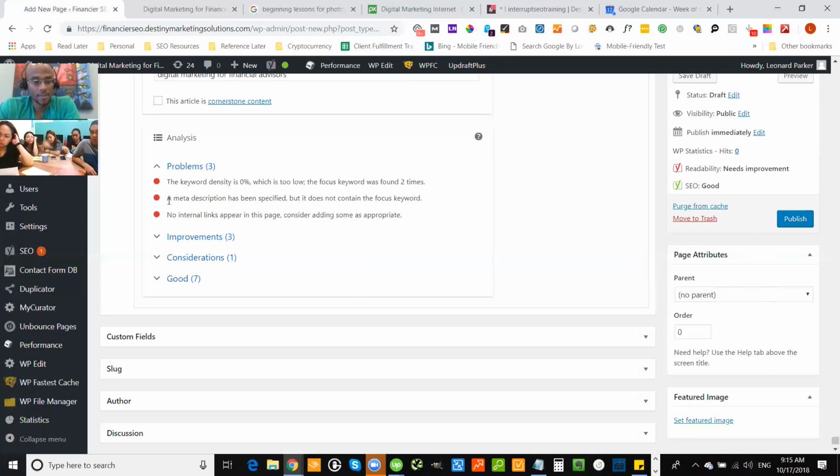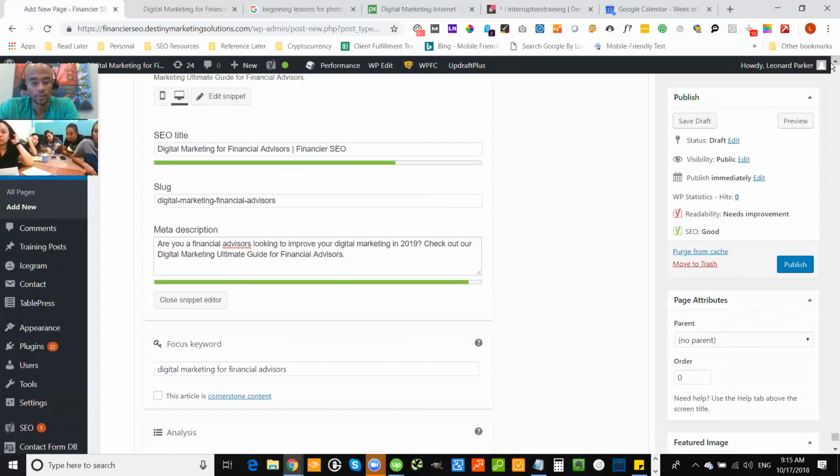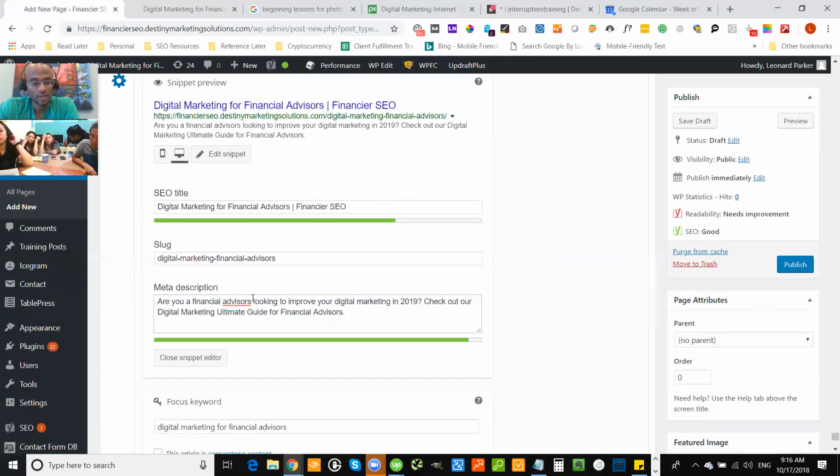So the next thing here, a meta description has been specified, but it does not contain the focus keyword. So what could have happened there? So are you a financial advisor looking to prove your, what we wrote? So check out our digital marketing guide for financial advisors. So one way we could change that, we can just say, check out our ultimate guide on, again, it made our meta description too long. That's why it's highlighted in red. On digital marketing, we can get rid of this now.